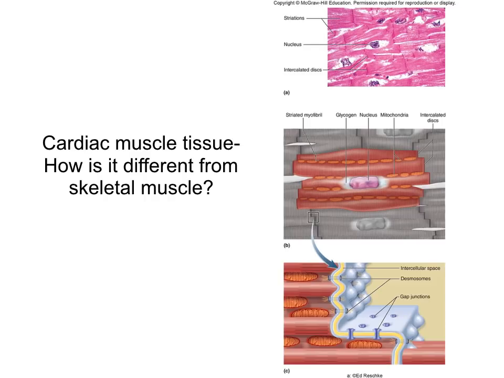Remember, myosatellite cells in skeletal muscle were used to help repair the cells after damage. Cardiac muscle tissue does not have those myosatellite cells, meaning if cardiac muscle tissue is damaged, it does not have the ability to repair or replace those damaged cells.